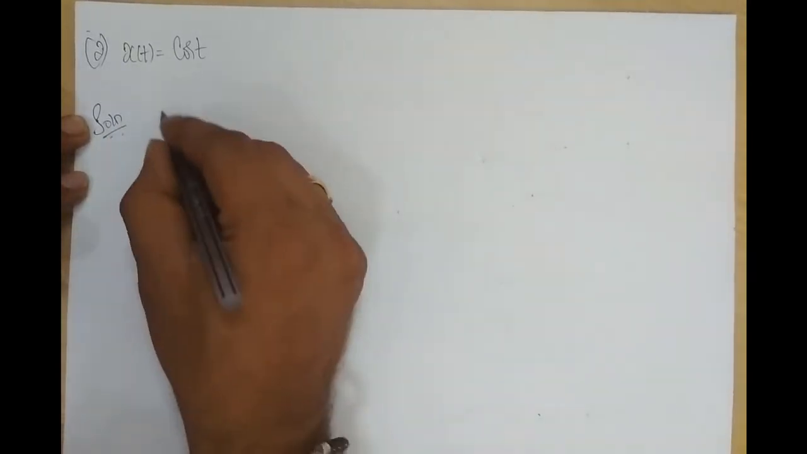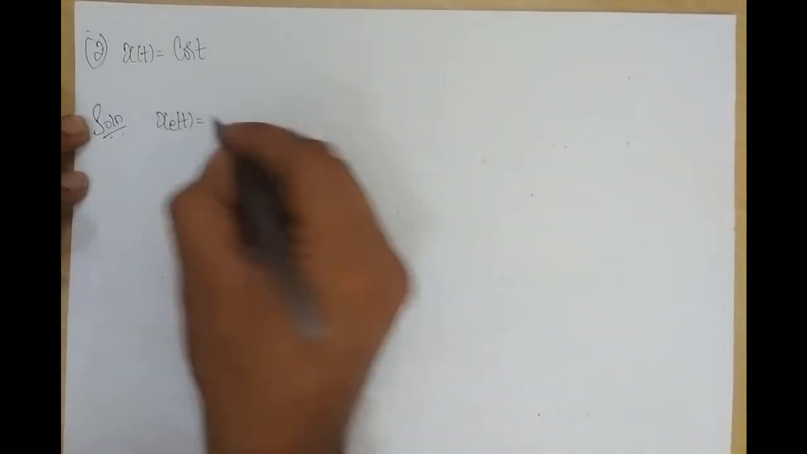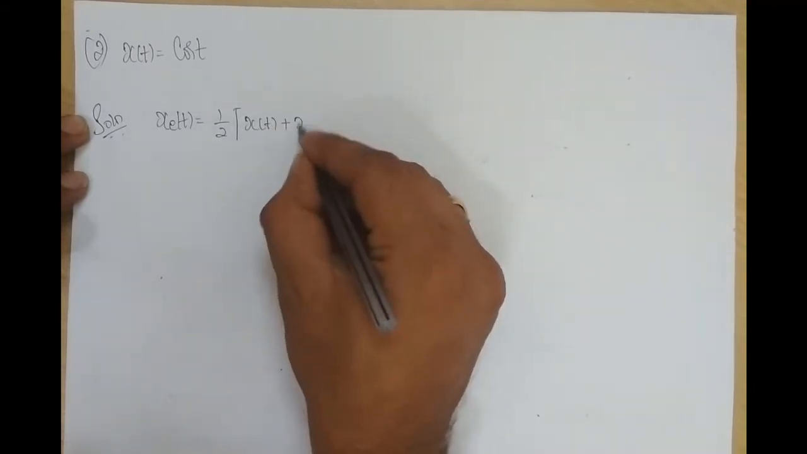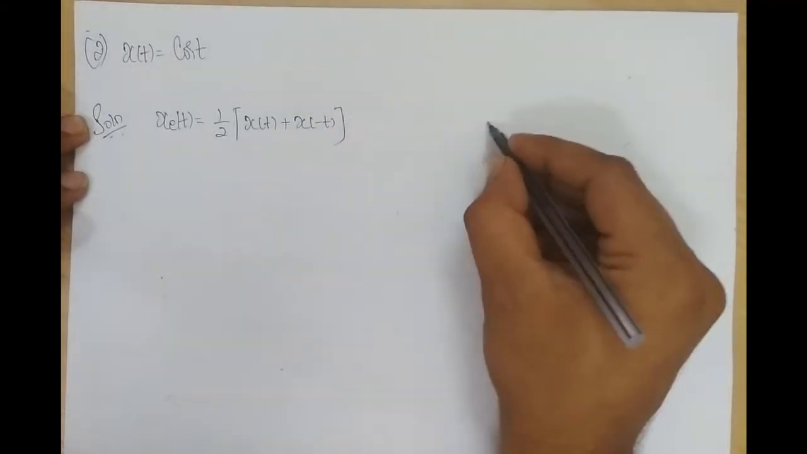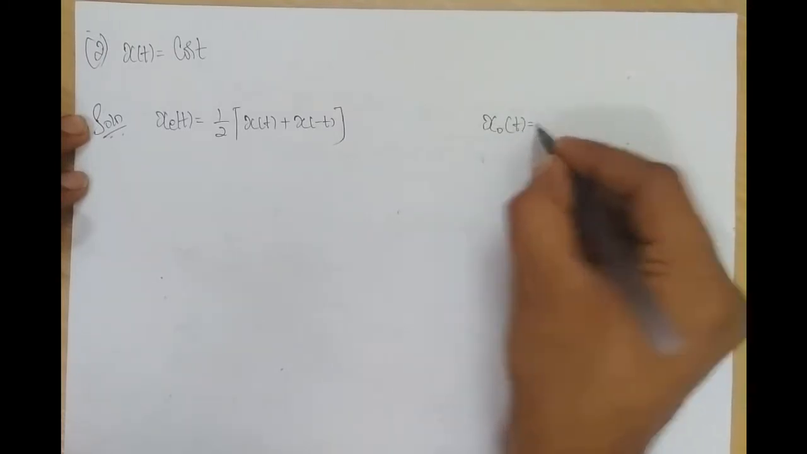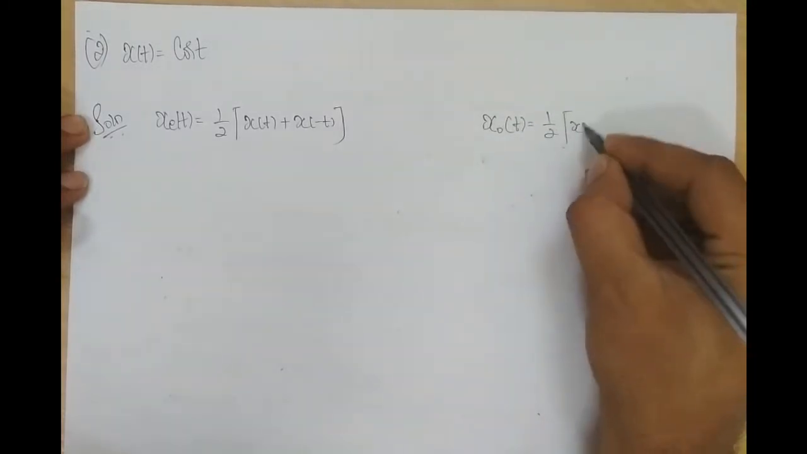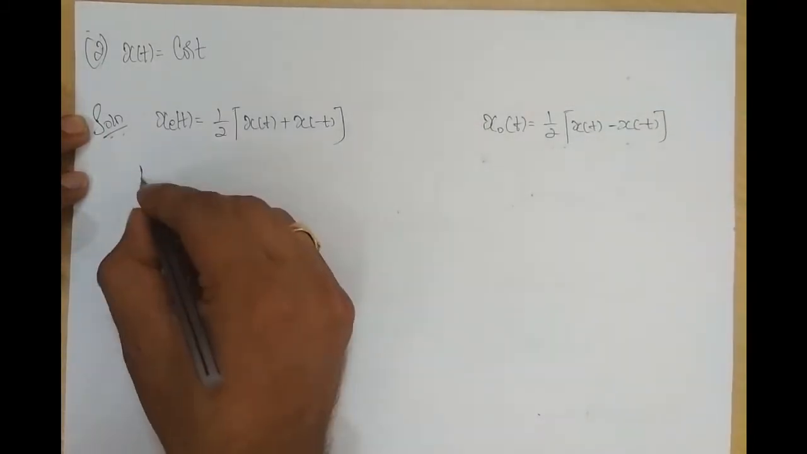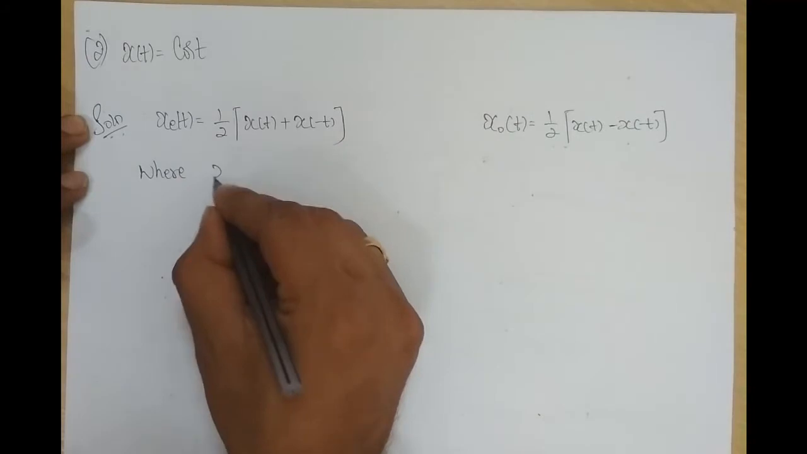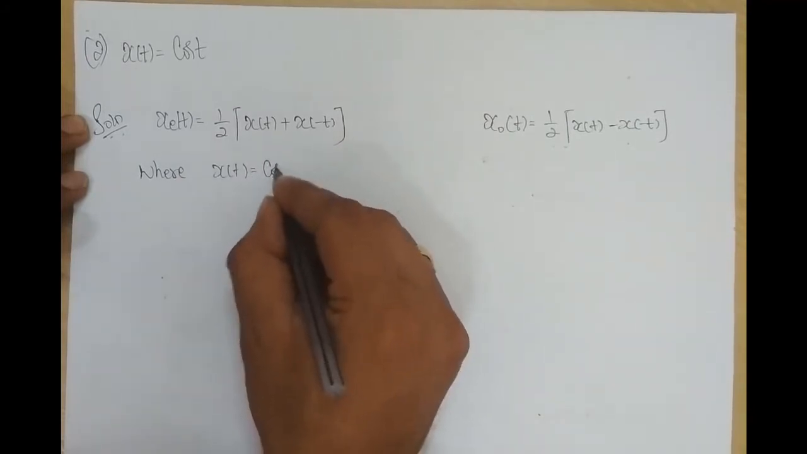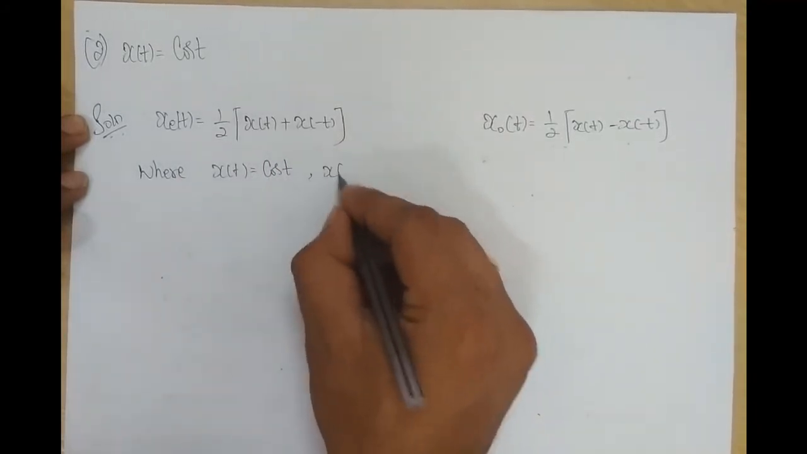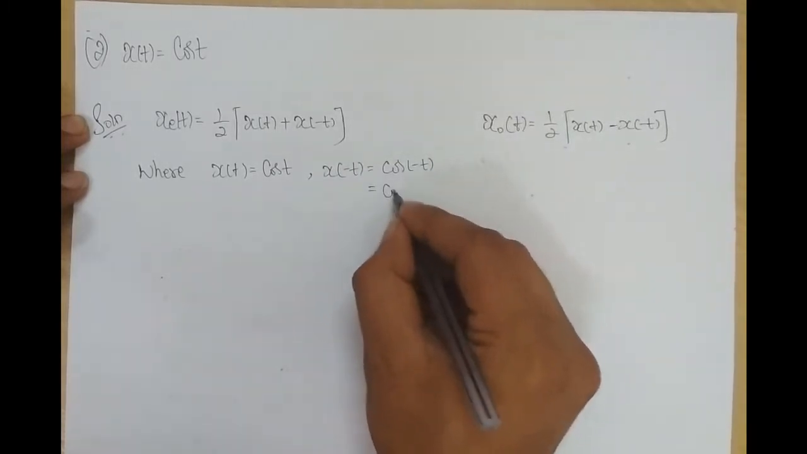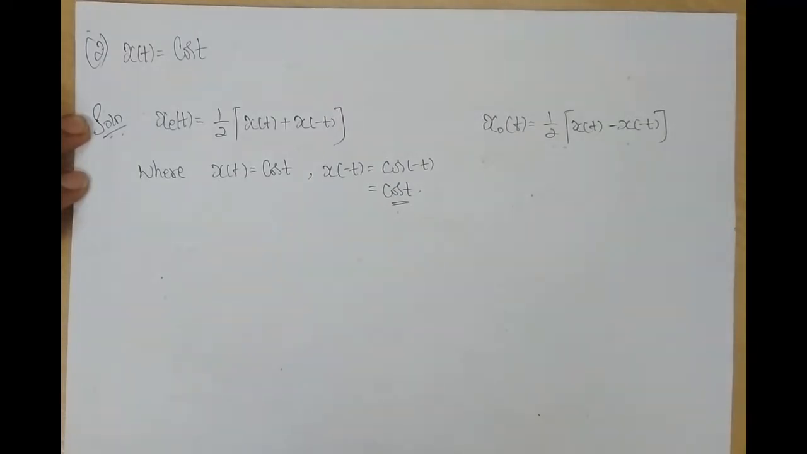So solution. What is the even component x e of t? It is 1 by 2 times x of t plus x of minus t. What is the equation to find odd component? x o of t is 1 by 2 times x of t minus x of minus t, right? So what is x of t? x of t is cos t, and what is x of minus t? It is cos of minus t, and cos of minus t is cos t, because it's an even signal.